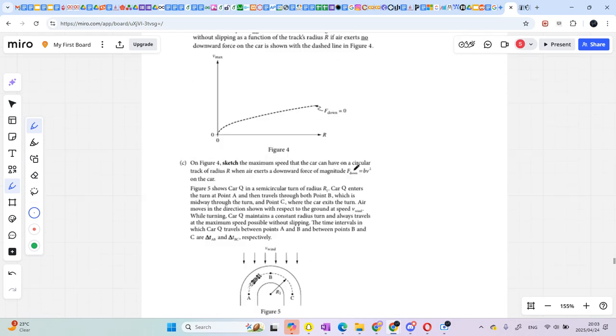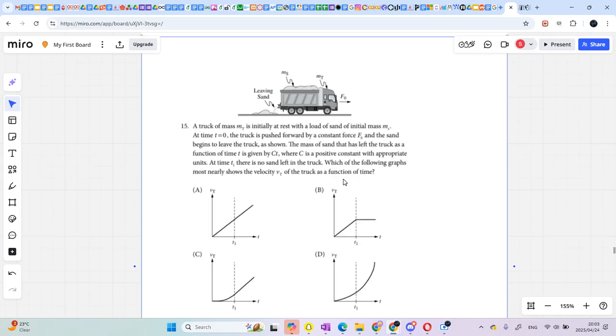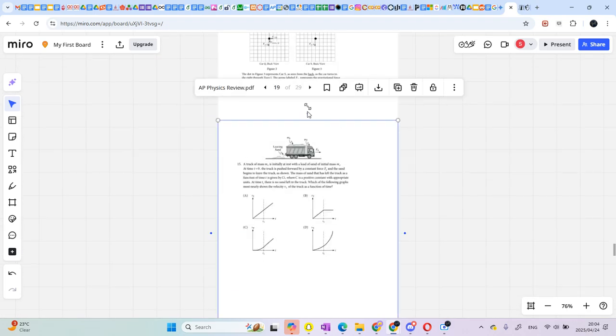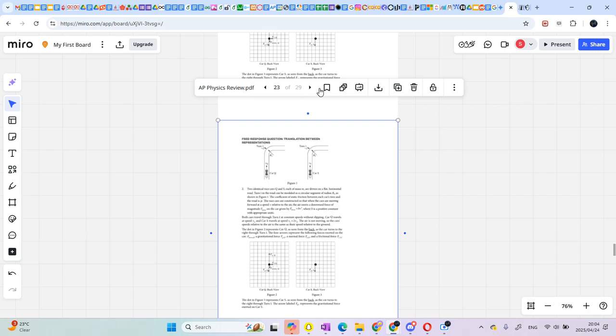This page did not get switched. This should be page 23, not 19. There we go.